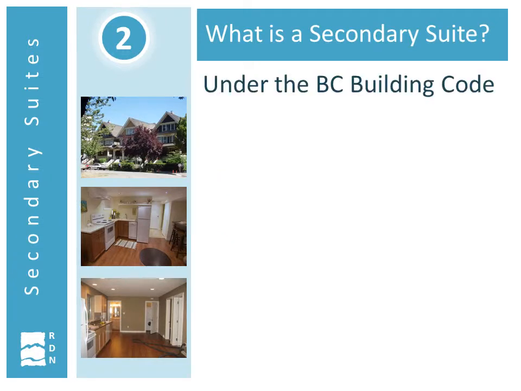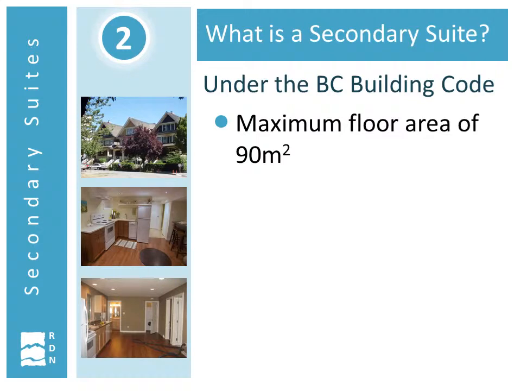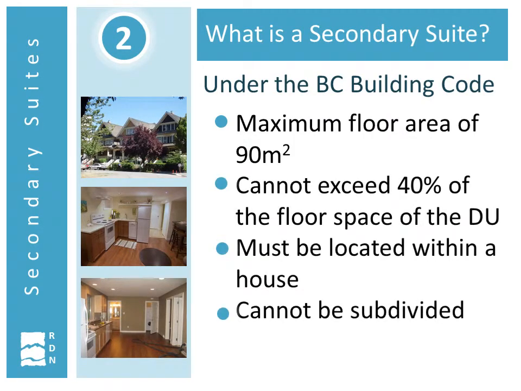Generally speaking, most local governments adopt the definition of secondary suite contained in the BC Building Code, which includes a maximum size of 90 square meters of finished floor area, or 40% of the living floor space of the building it's located in. Also, under this definition, a secondary suite must be located within a dwelling and cannot be subdivided.